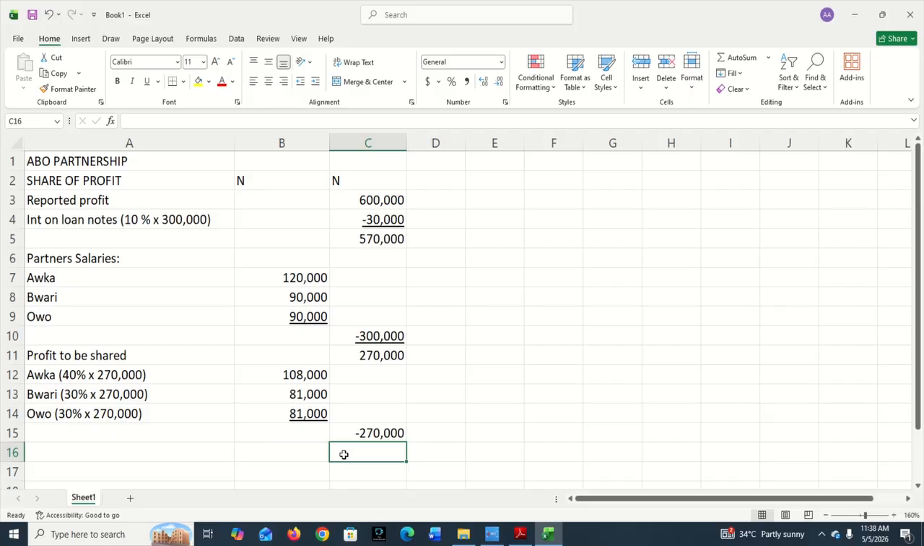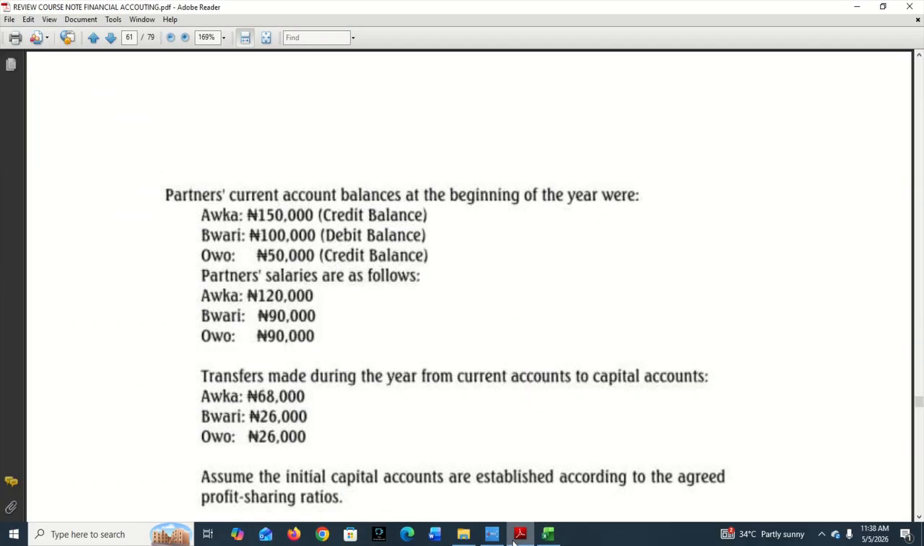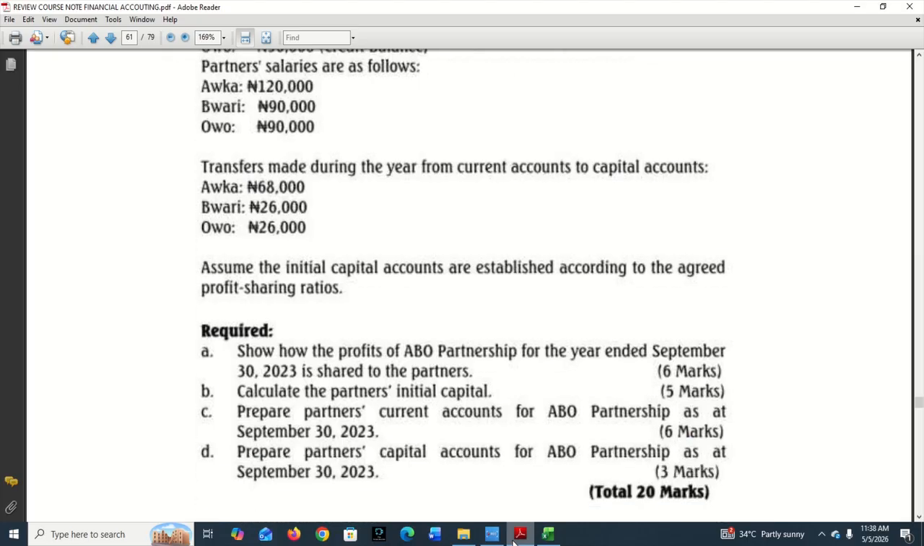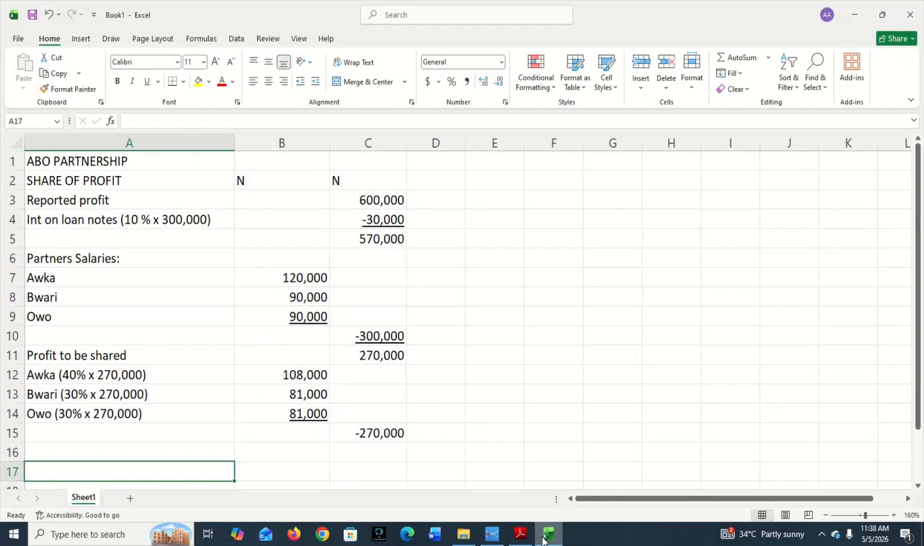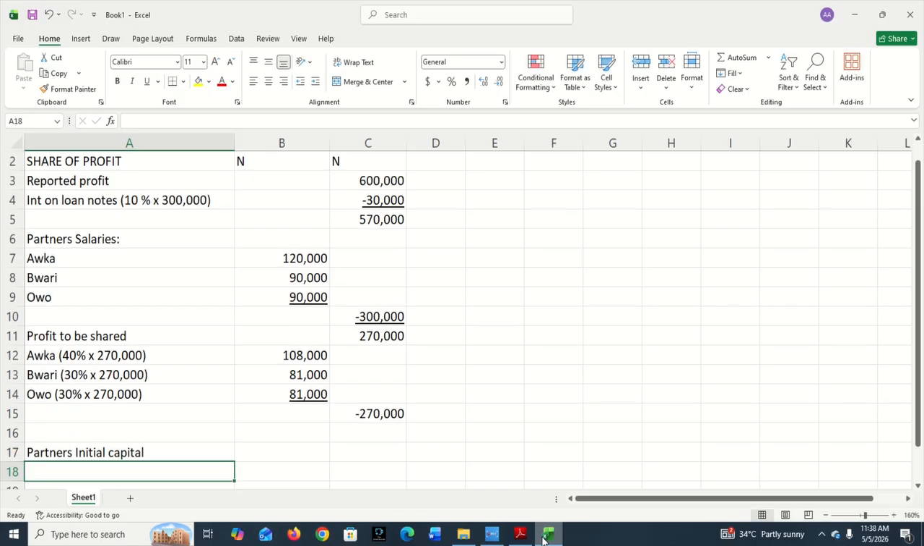So here we have allocated this. So let's look at the next thing they ask us to calculate. After that, what else are we asked to calculate in the question? We are asked to calculate the partner's initial capital. So in part B, we want to calculate partner's initial capital. Please, in this kind of question, they didn't give us, so we have to calculate their opening capital.